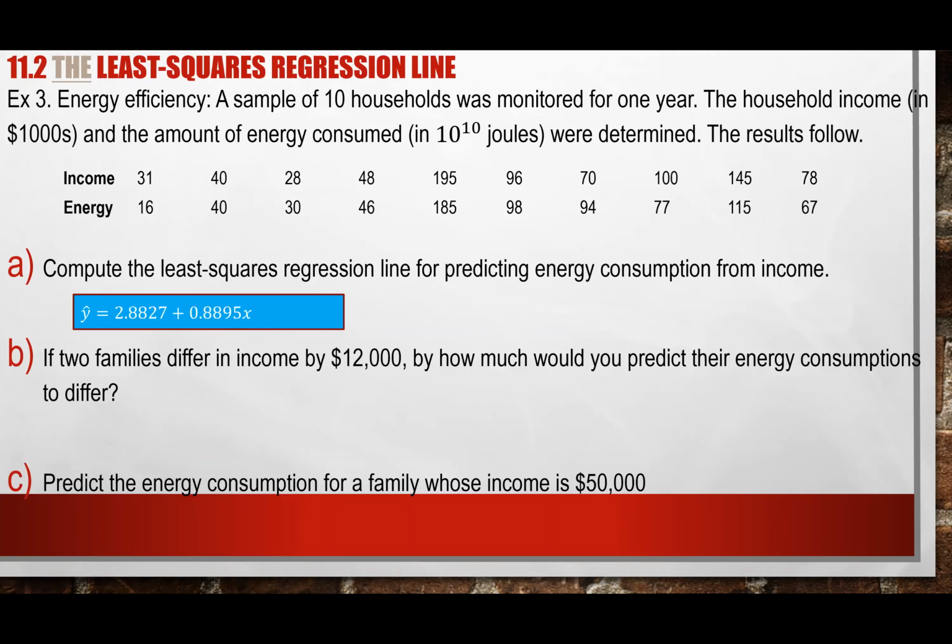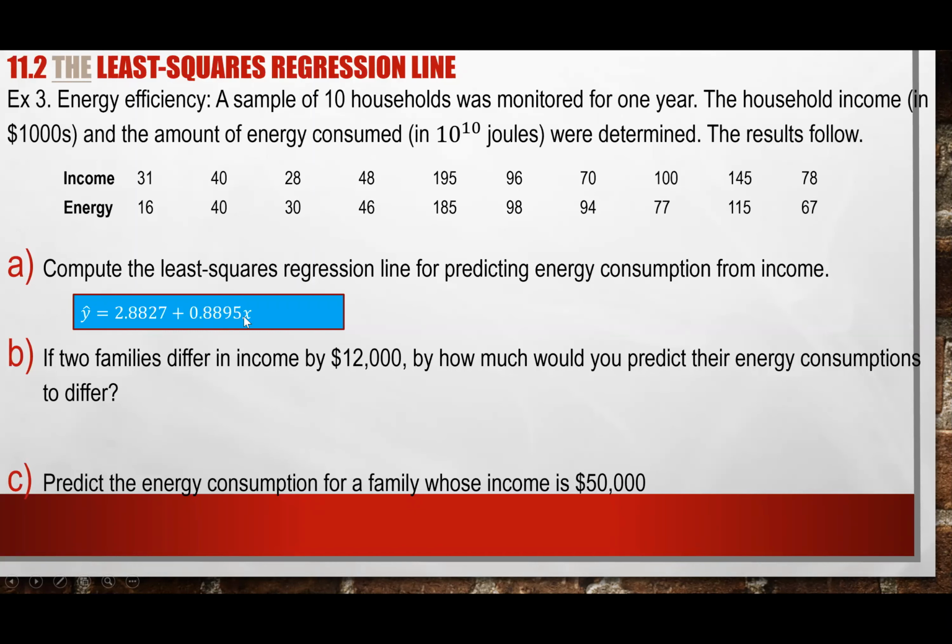Yes. All right. So again, that is how easy it is to come up with this equation of the line. Now, they ask if two families differ in income, meaning one family has, let's say, 40,000 and the other has 52,000, a difference of 12,000, by how much would you predict that energy consumption would differ?